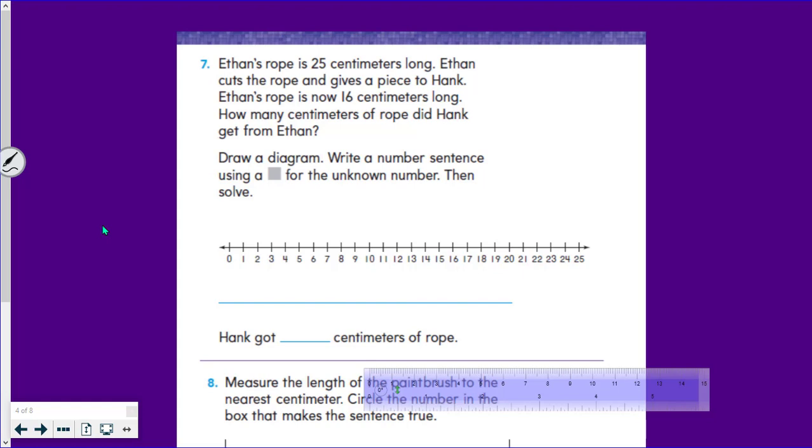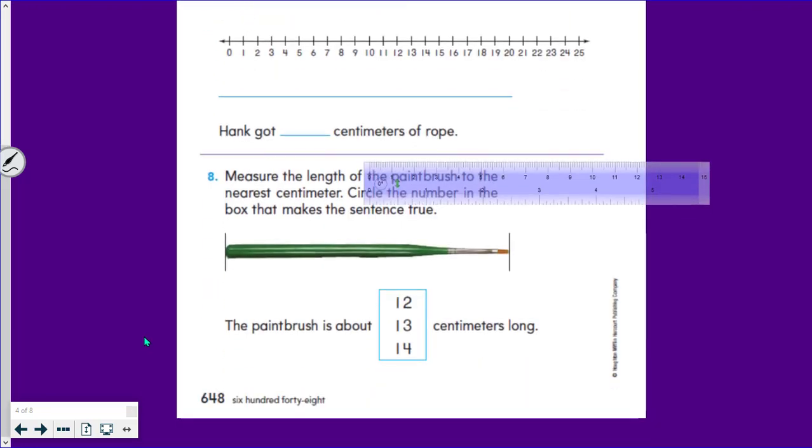Number 7 says, Ethan's rope is 25 centimeters long. Ethan cuts the rope and gives a piece to Hank. Ethan's rope is now 16 centimeters long. How many centimeters of rope did Hank get from Ethan? You're going to again draw a diagram. You're going to write a number sentence using a box for the unknown number, then solve. So your diagram goes here, number sentence goes here, answer goes here. Hank got blank centimeters of rope. Pause your video and do number 7.